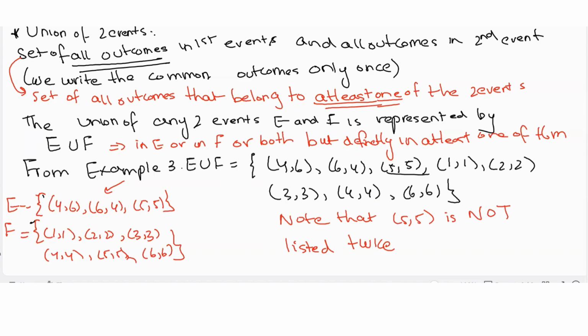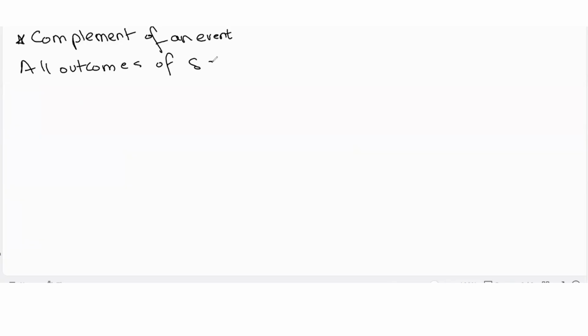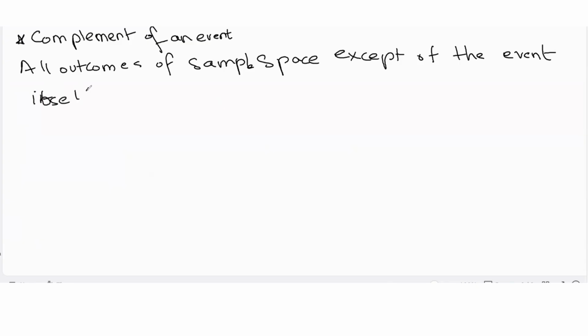Now, let's look at the complement of an event. The complement of an event is always defined with respect to the sample space. It is all outcomes of the sample space except those of the event itself. So this is all outcomes of the sample space except those that belong to the event itself.